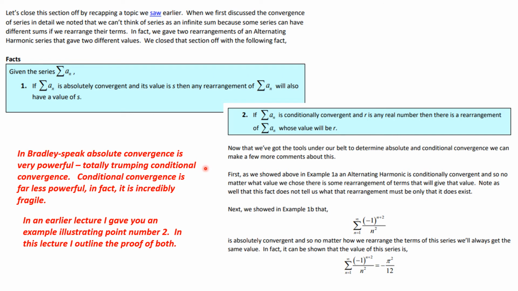Now, to summarize this before we look at the proof, in Bradley speak, absolute convergence is very powerful, totally trumping conditional convergence. Conditional convergence is far less powerful, and in fact, it is incredibly fragile. You just change the order and you can get a totally different number. In an earlier lecture, I gave you an example illustrating point 2, but now in this lecture, as a closing part, I'm going to outline the proof of both of these conditions.